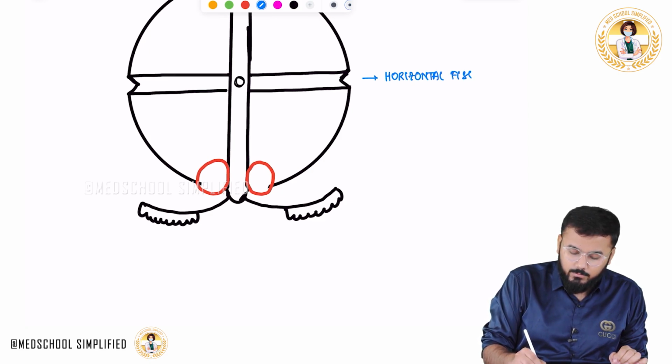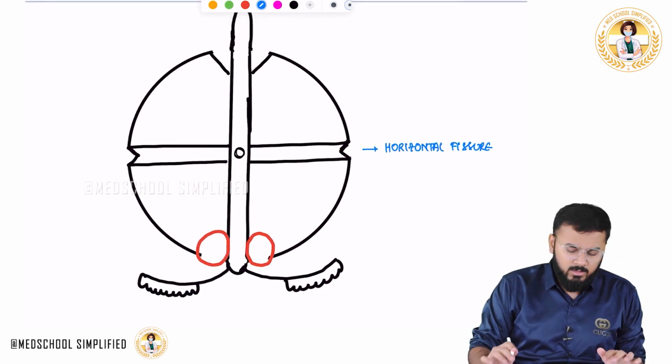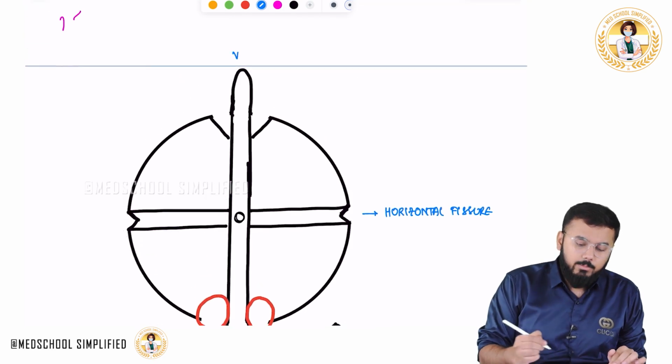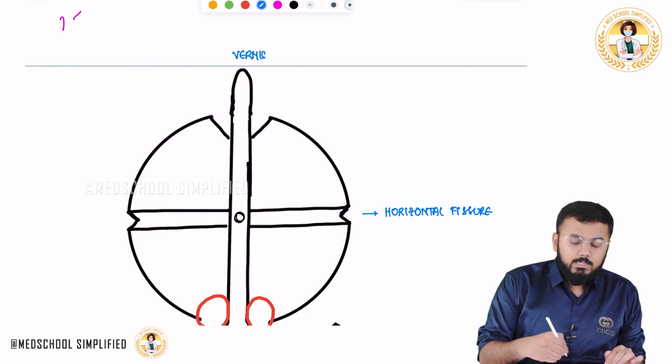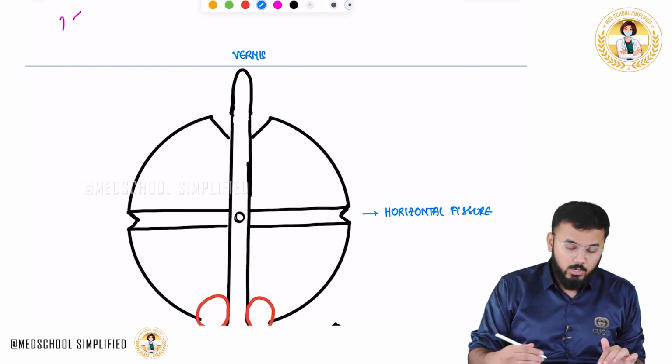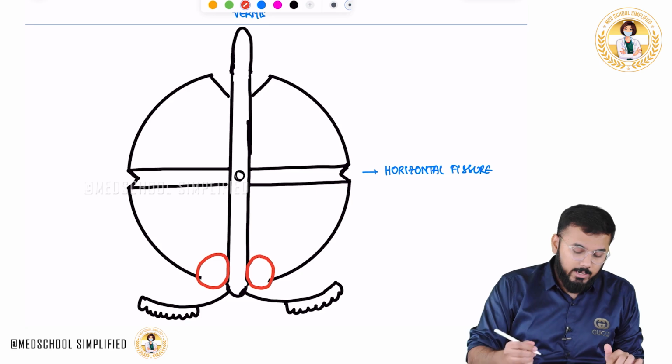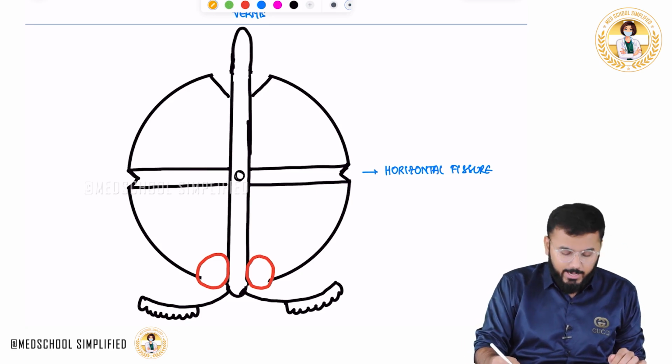Horizontal fissure. This part is called your horizontal fissure. Now after that, this center part is called your vermis. All of you know this is called your vermis. The vermis is divided into lobules. How many lobules is the vermis divided into? The vermis is divided into 9 different lobules.